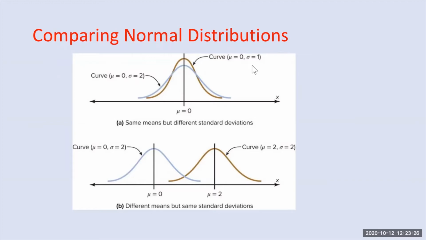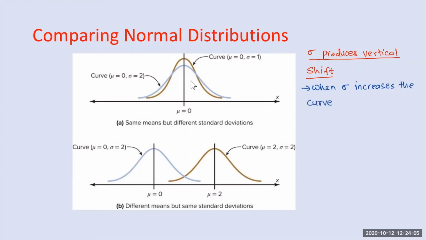And also remember that this standard deviation produces vertical shift. So we can add that in our note catcher. Sigma, or standard deviation, produces vertical shift. That is, when sigma, that is standard deviation, increases, the curve will be shorter.